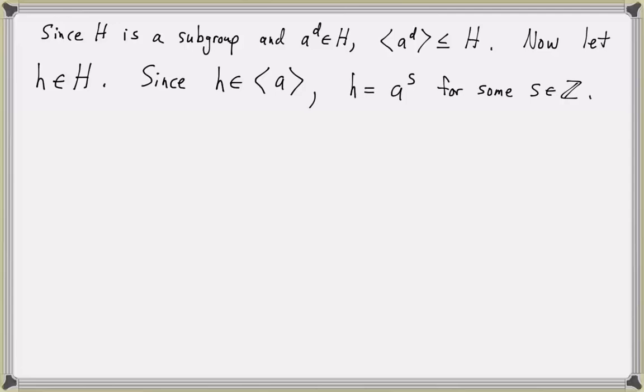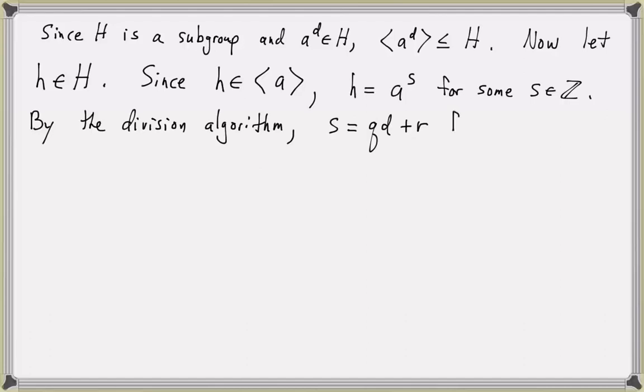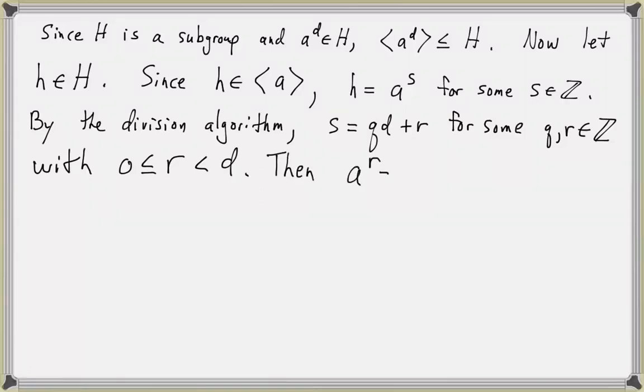Then, by the division algorithm, we can write S as Q times D plus R for some integers Q and R with R greater than or equal to 0 and strictly less than D. Then A to the power R equals A to the power S minus QD, which, now using properties of exponents, equals A to the S times A to the D to the minus Q power.